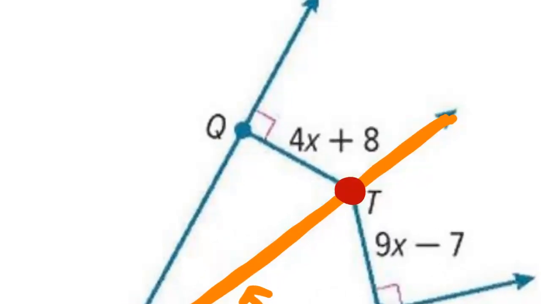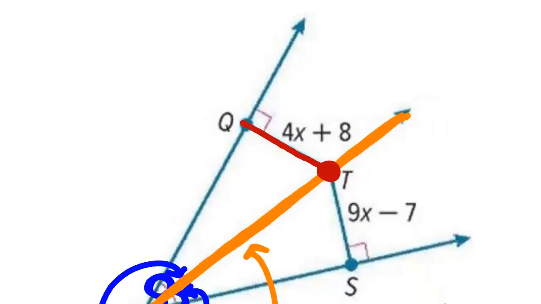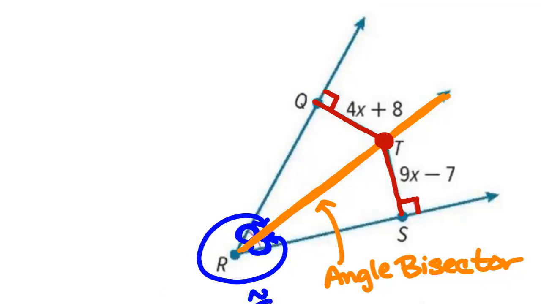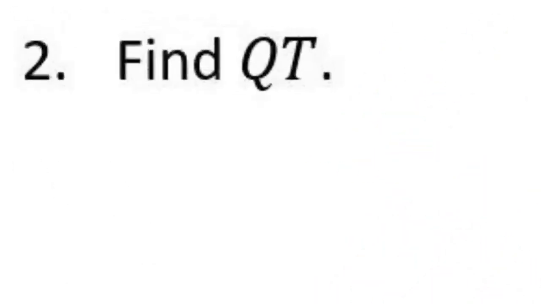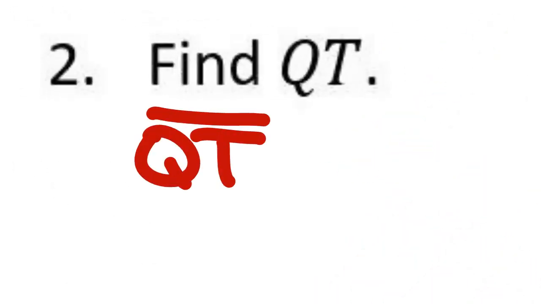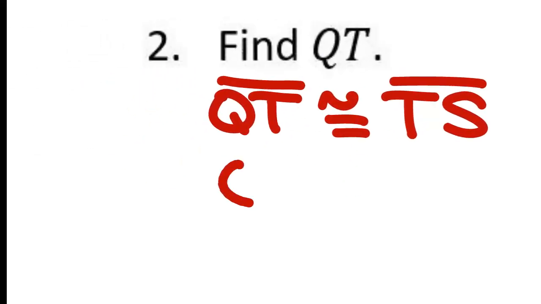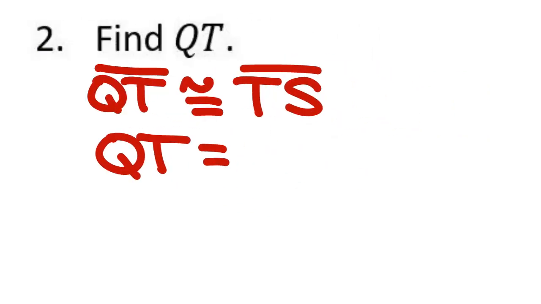And then we've drawn in a segment from T to Q and from T to S. And where it hits the side of the angle, it's making a right angle. So what does that mean about QT and TS? They are congruent. These two segments are congruent. So segment QT is congruent to segment TS. That means the measurement of segment QT is equal to the measurement of segment TS.